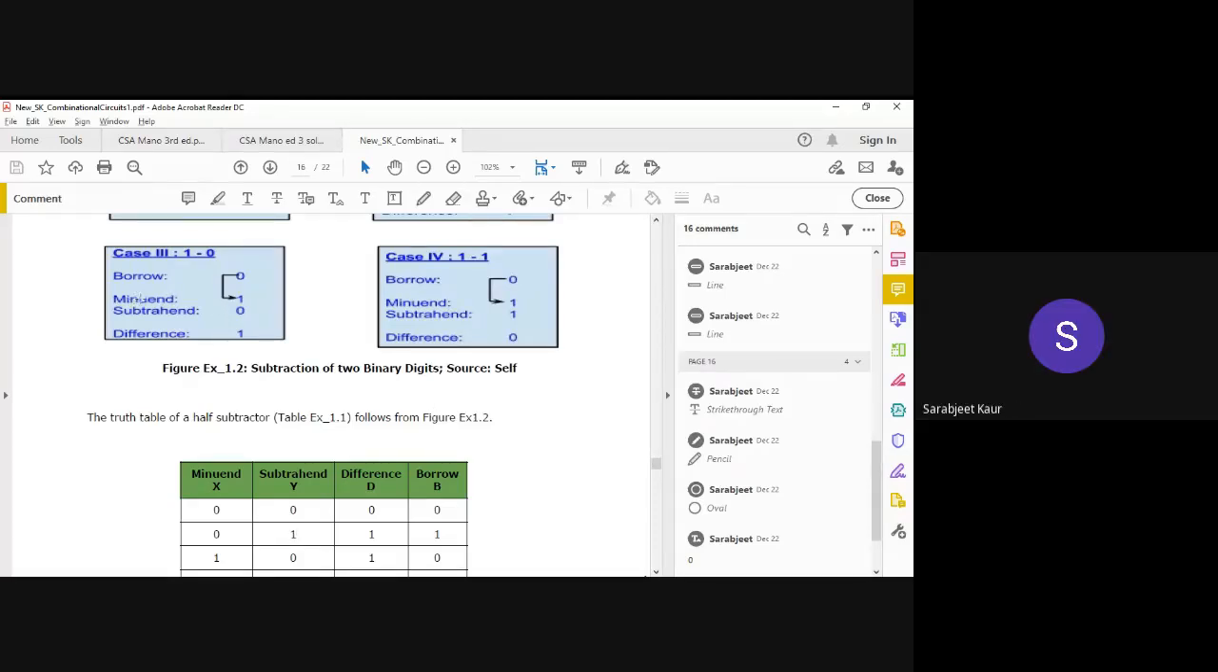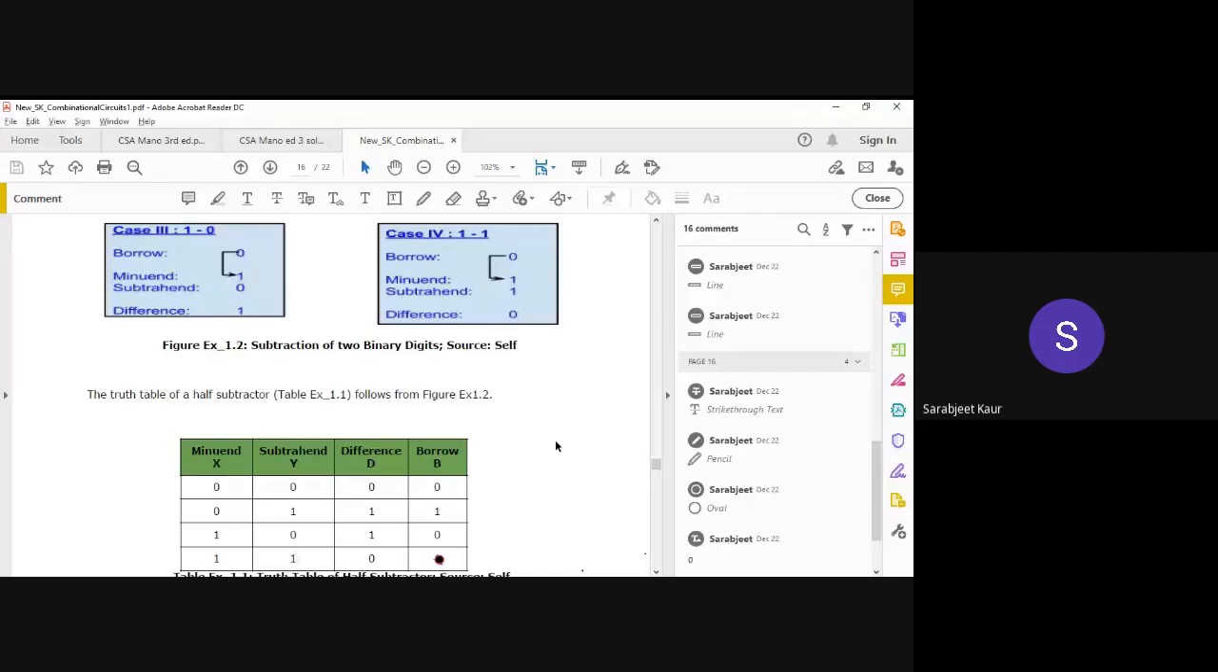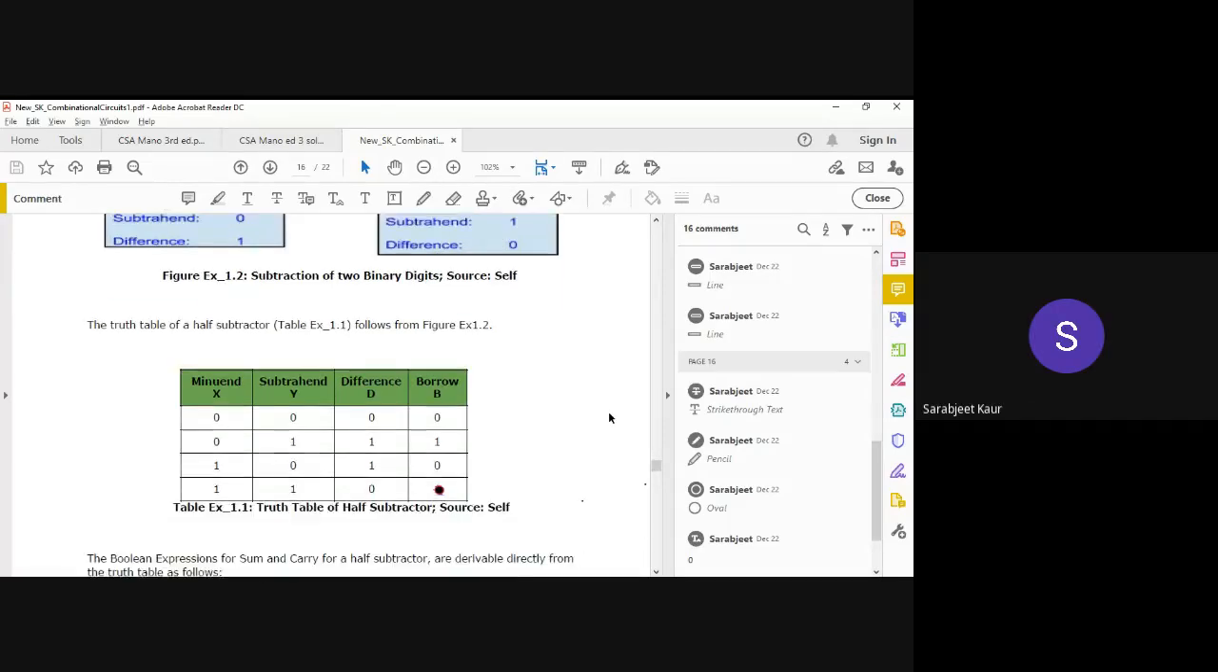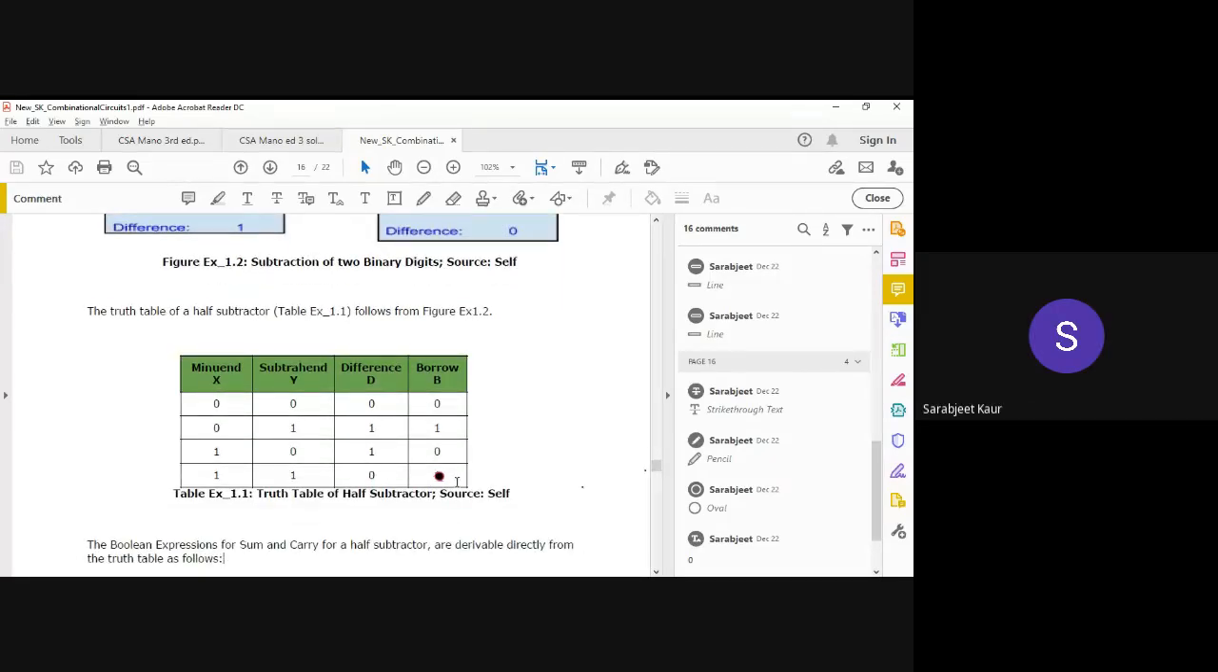Let us look at the third case now, which is 1 minus 0. So the difference is 1, clear enough, and we did not have to borrow anything, right? You can also see this reflected as the third row in the truth table, right? Now the fourth case is again very straightforward. So 1 minus 1 gives us a 0 and we did not have to borrow anything again, right? So both the difference and the borrow are 0. Any problem? No, ma'am.